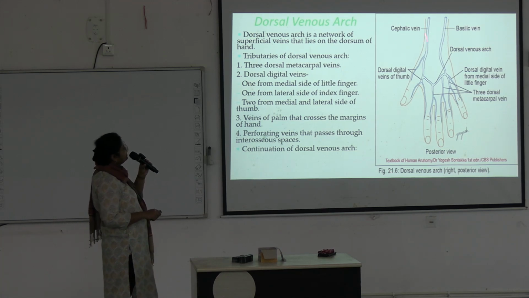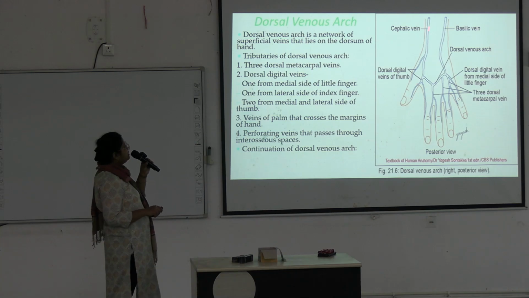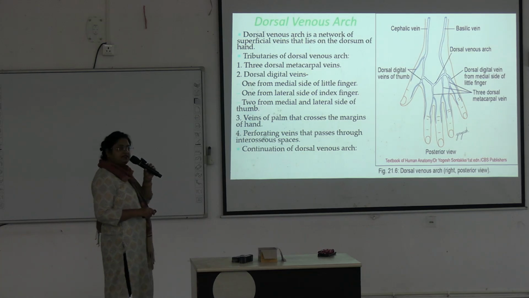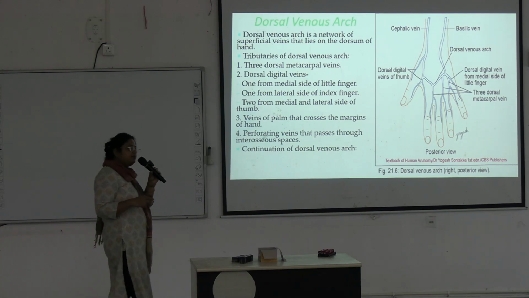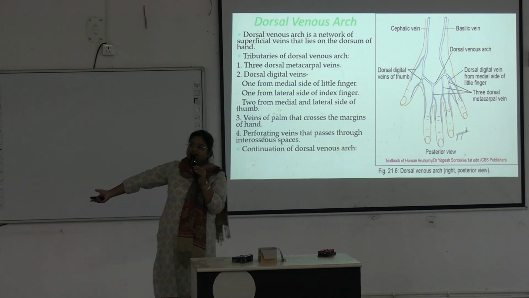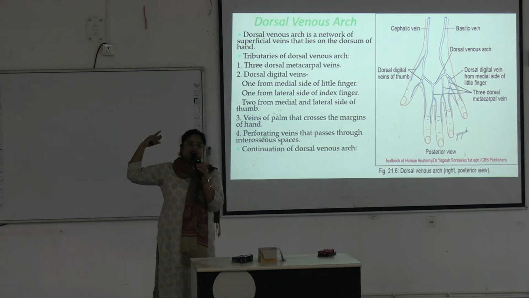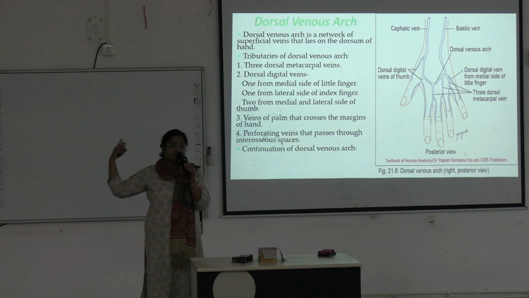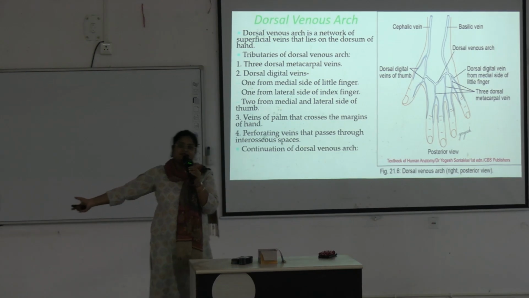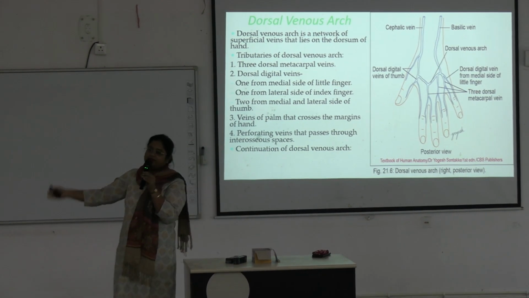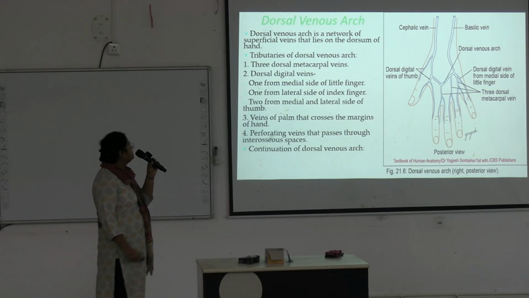This is the dorsal venous arch, and you can see the dorsal venous arch continuing laterally as the cephalic vein, and its medial end continuing upward as the basilic vein. This you must remember. If you place the hand like this, the lateral side, the thumb side, is directed towards the head end. Head means cephalic, so that's why the name is given. Lateral side, cephalic vein; medial side, basilic vein.